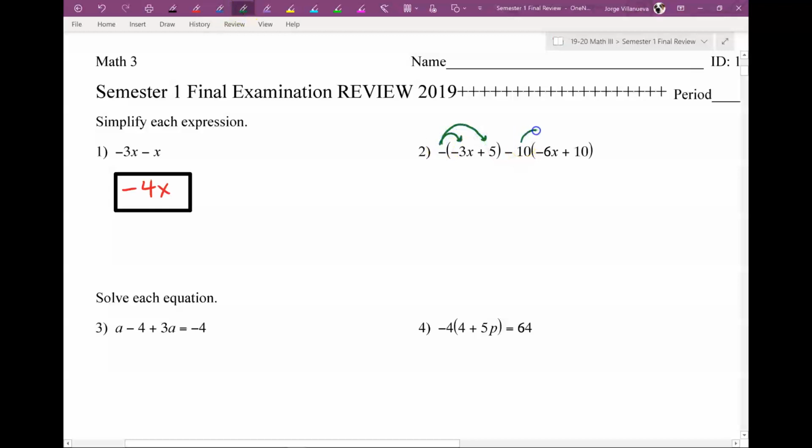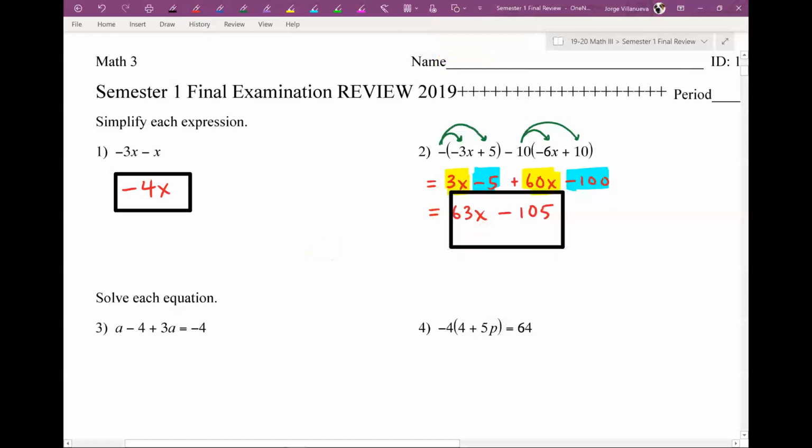Question number two, you guys are going to have to distribute here, okay? So you're going to distribute that. You're going to distribute in here. So when you rewrite this, it's going to be a positive 3x minus 5 plus 60x minus 100. Okay? At this point, you get your like terms together. So 3x and 60x, these are like terms. So I'm going to put those together. So I get 63x. And then get your negative 5 and your negative 100 and combine those together. So negative 5 minus 100 is a negative 105. And that would be your answer for that problem.